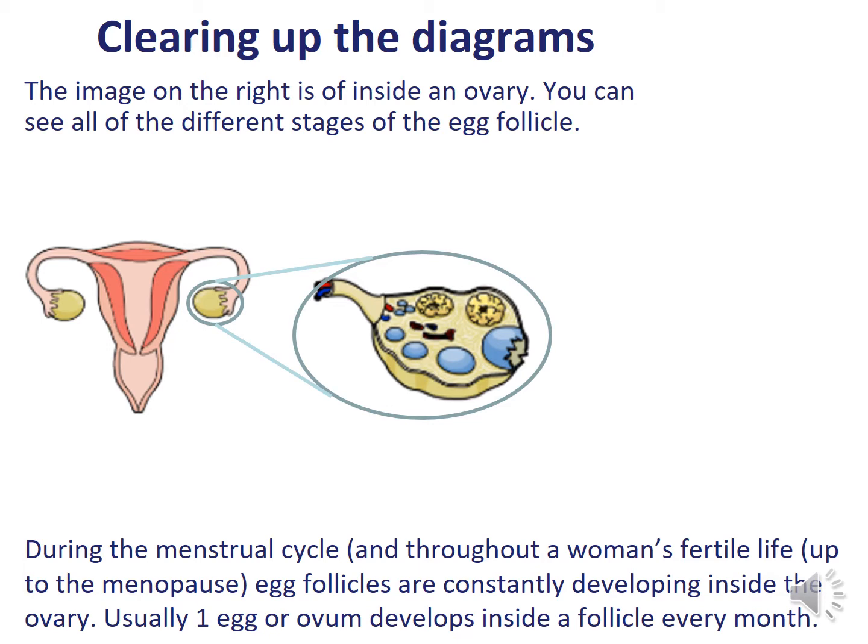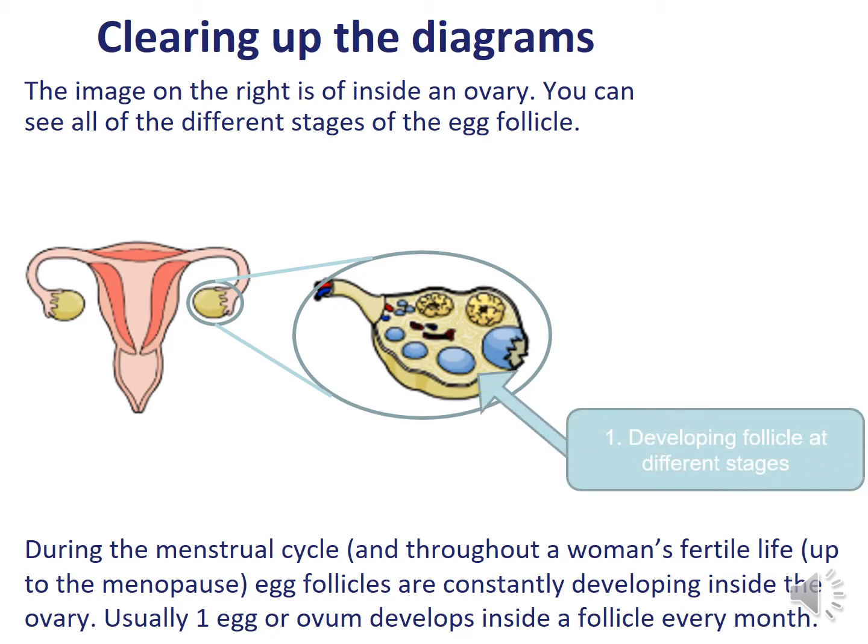On the right hand side shows a magnified view of an ovary, and this is showing what's going on inside. So I'm going to go through what these different parts represent. All of these circles or spheres in the blue represent developing follicles at different stages of the menstrual cycle. So towards the left, the smaller ones, these are the younger ones, and then over towards the right, as they get bigger, these represent the older or larger, more mature follicles.